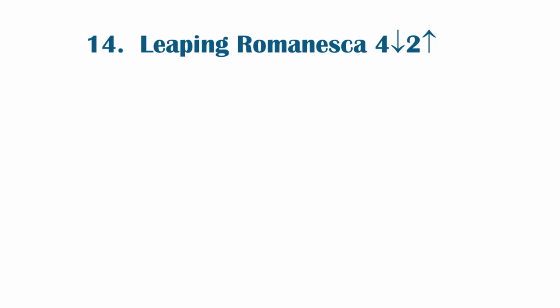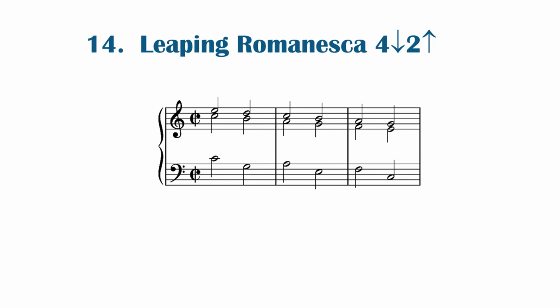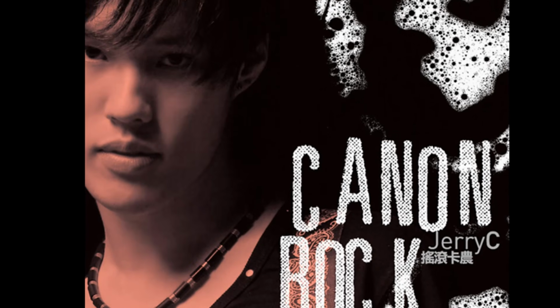And number 14, the leaping romanesca, or simply romanesca. A variant of the plain descending thirds, in which the bass goes down 4 and up 2. Let's hear the most famous example of a leaping romanesca in classical music. Yes, that's right, Canon Rock by Jerry C.